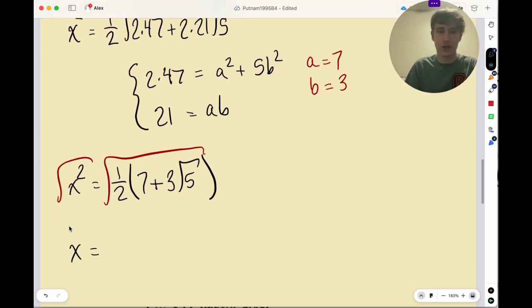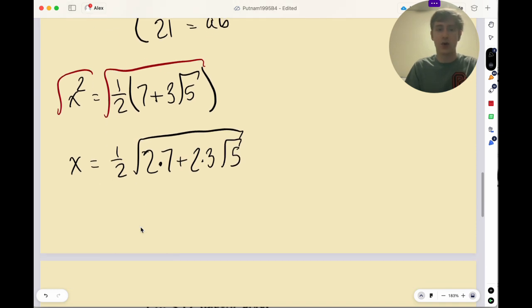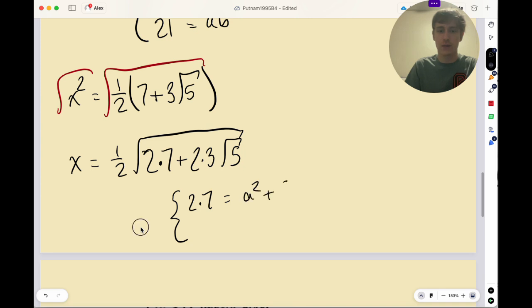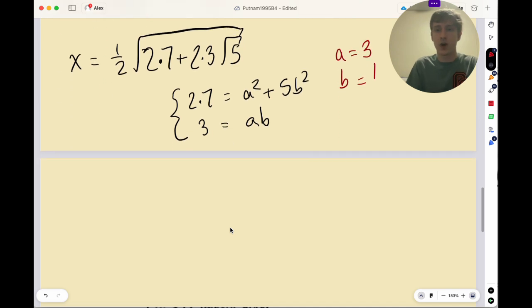And we get that x is equal to 1/2 times the square root of 2 times 7 plus 2 times 3 root 5. And one more time, we're going to have the following system to solve. Worst brace ever. Okay, so we're going to have the following system. 2 times 7 equals a squared plus 5b squared, which at this point we shouldn't even need to write, then we have 3 equals ab. And since 3 is prime, the solution immediately is a equals the bigger number 3, b equals the smaller number 1. And then we can go ahead and write that x is equal to 1/2 times a plus b root 5.